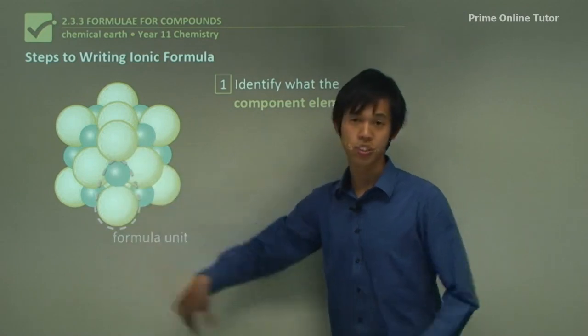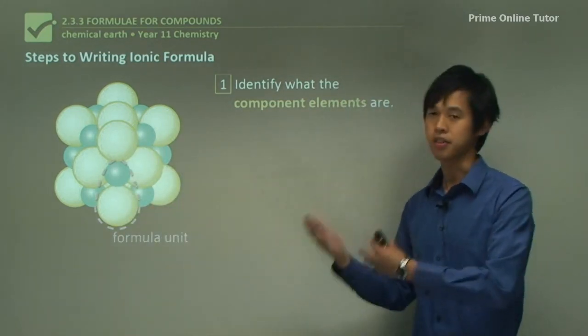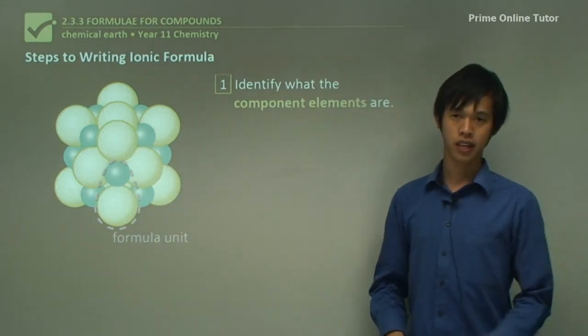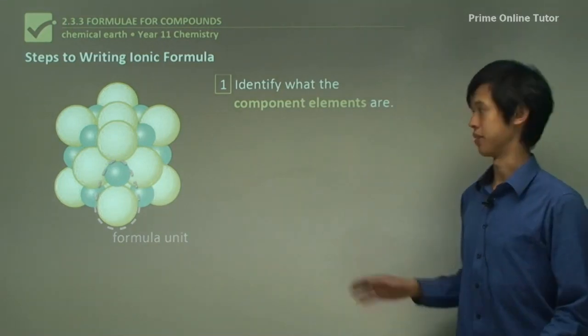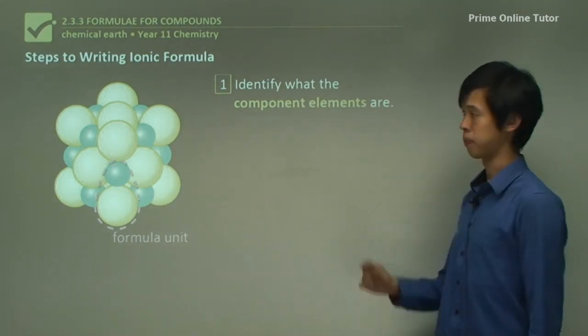Then we need to know what's there. So we know that it's chlorine and sodium. That's the first step: just identifying what we actually have in the compound. So it's the easy one.